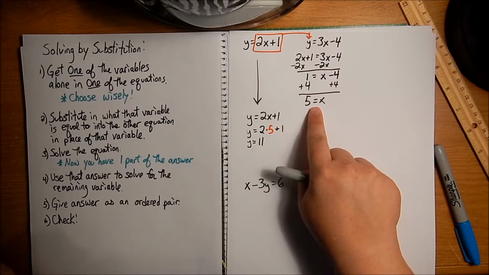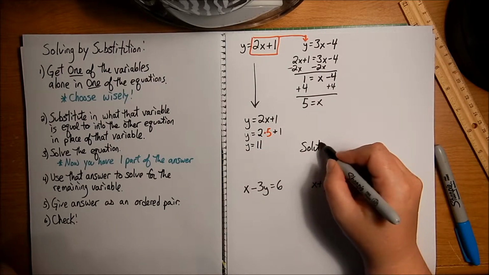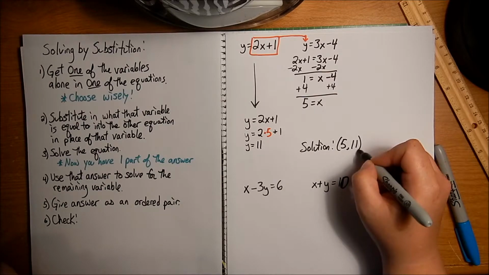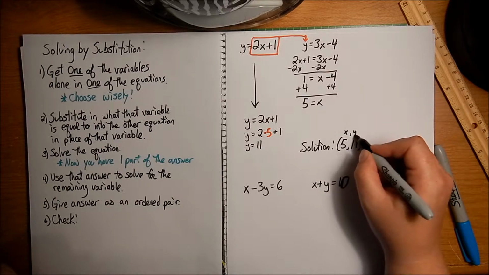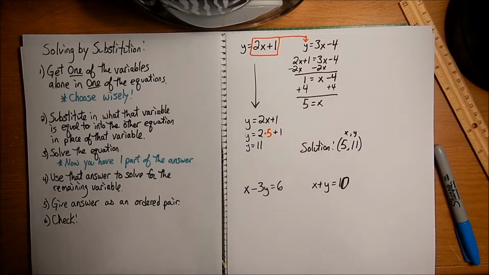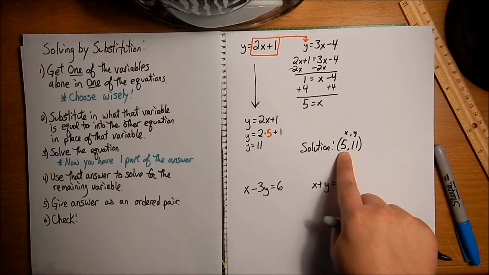So now I have x and I have y. So therefore my solution is the ordered pair 5, 11. Make sure you always put the x first, then the y. It'll happen plenty of times where you just happen to solve for y first instead of x. No big deal. Just make sure in your answer you write it as x, y.